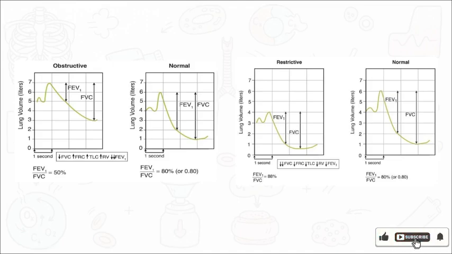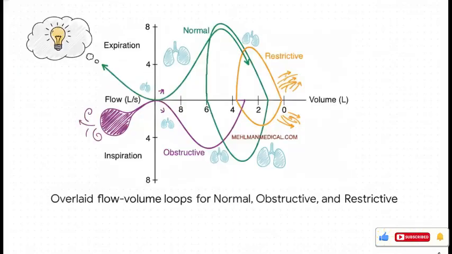Now glance at the restrictive pattern on the right. The shape is, well, relatively normal, but it looks like a miniature version. The entire curve is super narrow and shifted far over to the right, toward the lower lung volumes. It perfectly reflects that stiff, hard-to-inflate balloon. Let's move on and see how this builds when we put them all together.